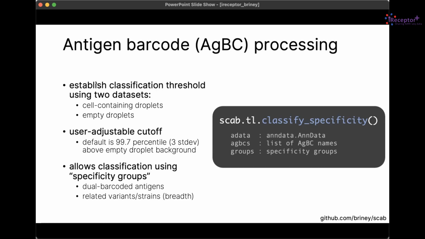The way we classify antigen specificity, we use two data sets. One is cell-containing droplets, which are identified as cell-containing by Cell Ranger. And we also use empty droplets. These are droplets that don't contain a cell, and that lets us establish a background for our antigen barcodes. It allows us to set a background threshold for our antigen barcodes. By default, we use as a cutoff the 99.7th percentile of our empty droplet background, which is 3 standard deviations above the background. And we found that cutoff is extremely accurate.